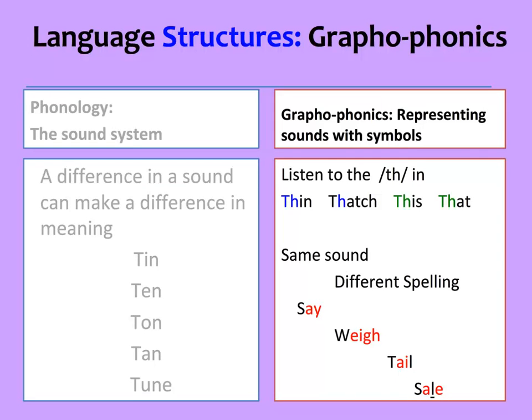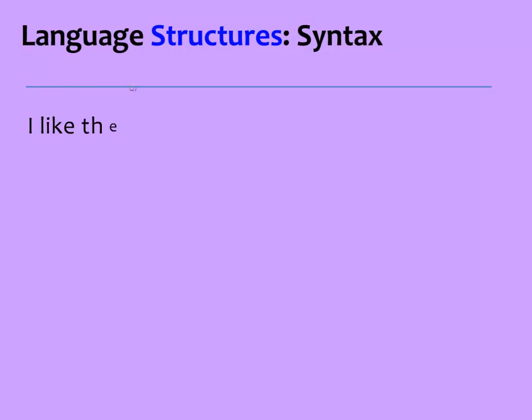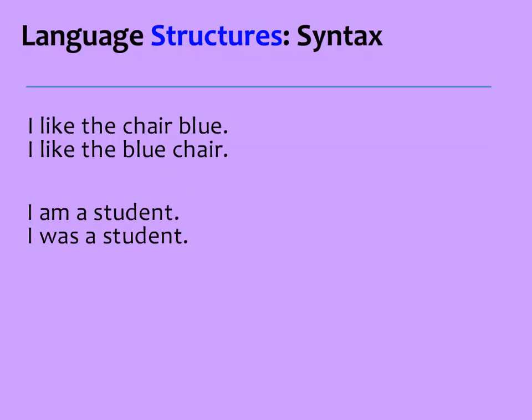Grapho-phonics, which is critical to literacy development, is the representation of sounds through symbols. English is challenging because the same letters can represent more than one sound, like the TH in thin, thatch, this, and that. In addition, a single sound can be represented by different symbols, like the A sound in say, way, tail, and sail. Syntax is putting words together in the right order. It includes aspects of grammar such as tense, person, and word order.